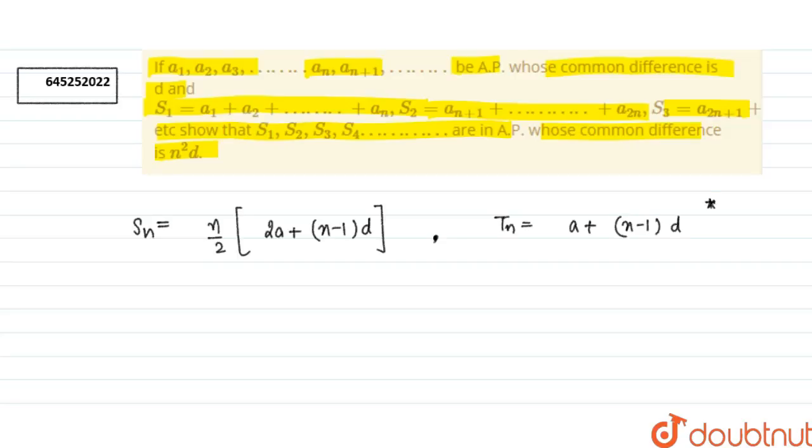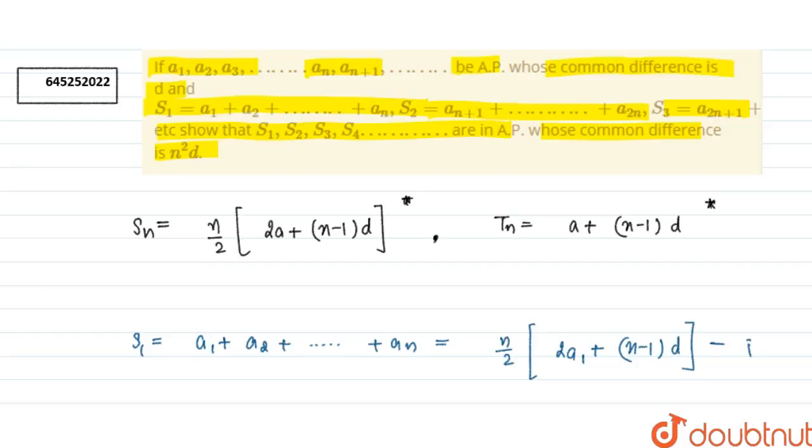So first of all, let's focus on S1. S1 is given as the sum of a1 plus a2 till an, so S1 is equal to a1 plus a2 plus a3, going up to an. So what is the sum of this? We can write it is equal to n by 2 into (2a1 plus (n minus 1) into d), because the first term is a1. So this is the value of S1.